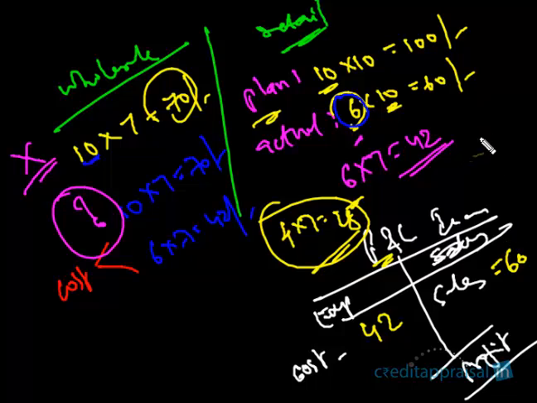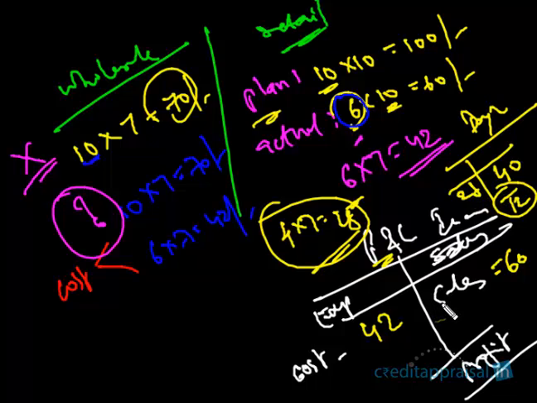For example, on day 2, when you draw the P&L account, the sales is the remaining 4 kgs, 4 into 10, 40, right? And then you will take the cost of only those 4 kgs, 4 into 7, 28. Then you will get a profit of 12, right?